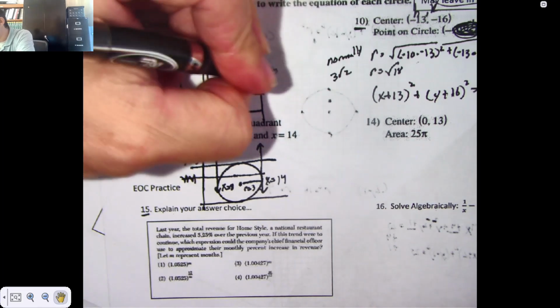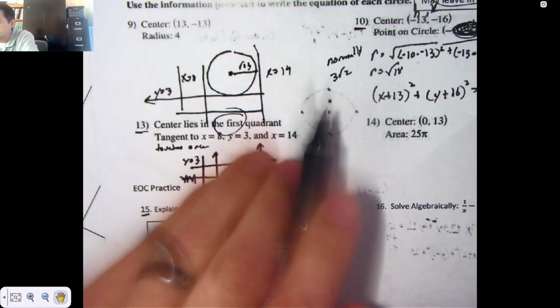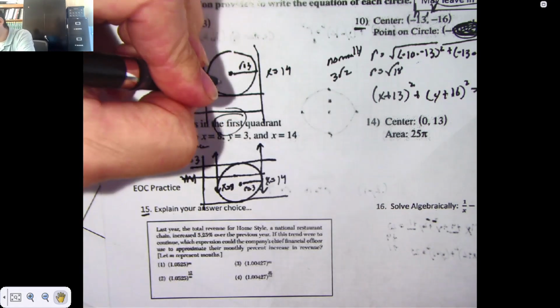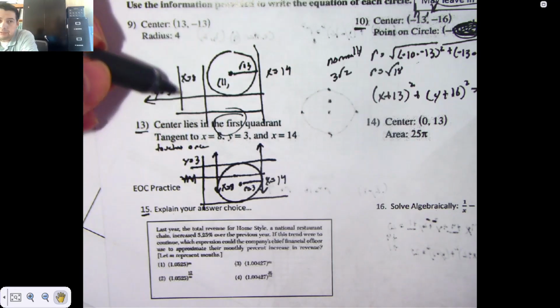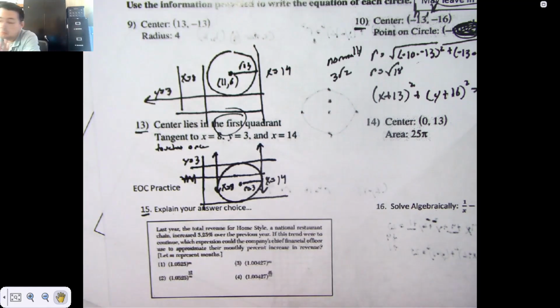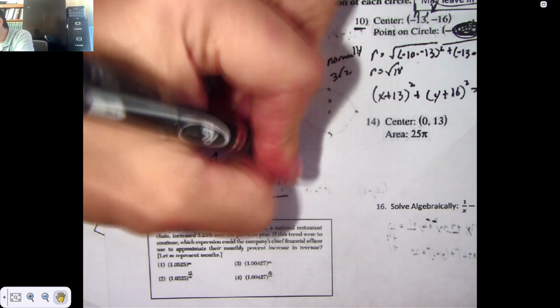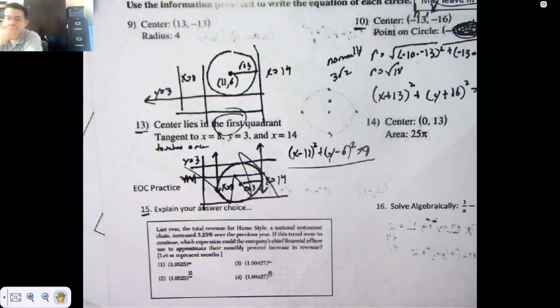If this is x equals 14 and this is x equals 8 and the radius is 3, well, 14 minus 3 is 11. Again, the radius is 3, so if you're at y equals 3 and you add 3, you've got a y value of 6. And that's all you need. You can write your equation. The equation is (x − 11)² + (y − 6)² = 3², which is 9. Sorry about the bad drawing.